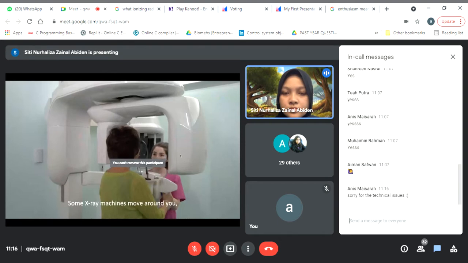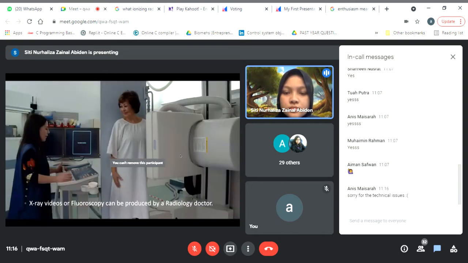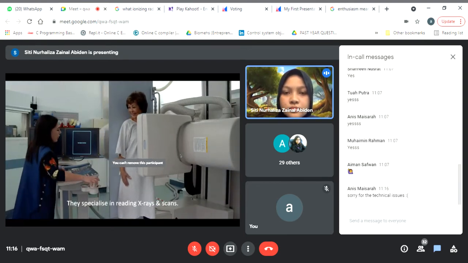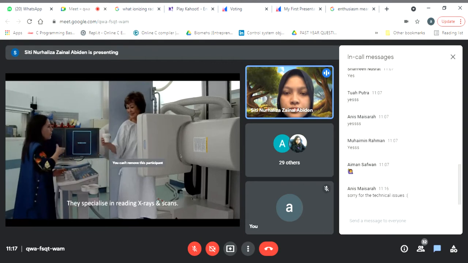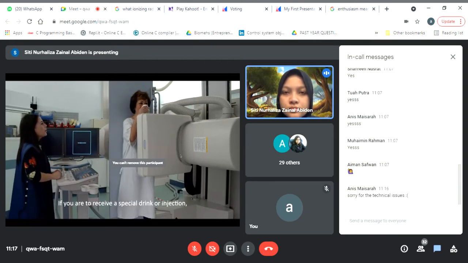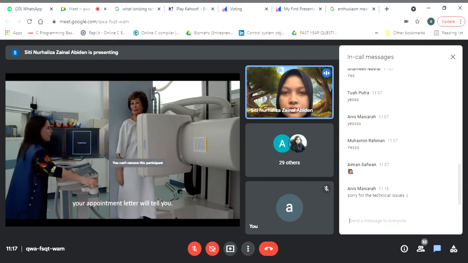Some X-rays can be taken with the machine moving around you, like this one of your teeth. Some procedures can be taken like a video by one of our radiologists. They are doctors that specialize in reading X-rays and scans. These videos see movement inside you, and this is called fluoroscopy. Sometimes we will give you special drinks or injections that show us different parts of your body, but your appointment letter will tell you if this is going to happen.